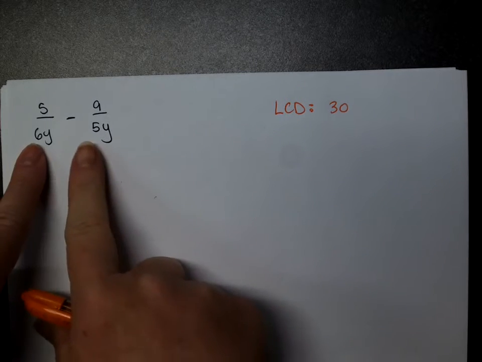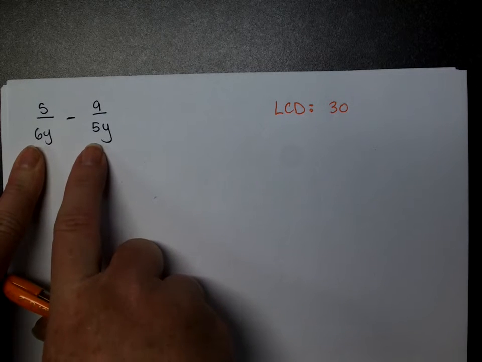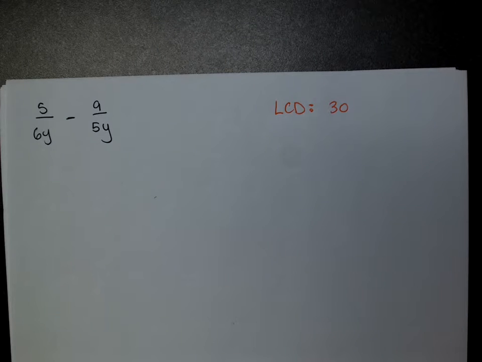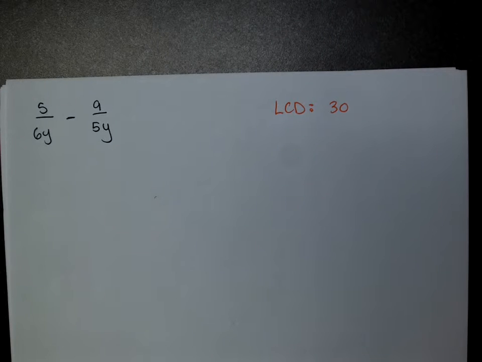6 and 5, the factors of 6 are 1, 2, 3, and 6. Factors of 5 are 1 and 5. The only common factor they have is 1, which means that they are relatively prime. Okay? Doesn't matter whether they're individually prime. Relatively prime means they share no common factors other than 1. In which case, multiply them together, there's your LCD. But if they share any other factors, they are not relatively prime, and the LCD is not found from multiplying. That's a common multiple, but you're not going to get the lowest one if you multiply them.